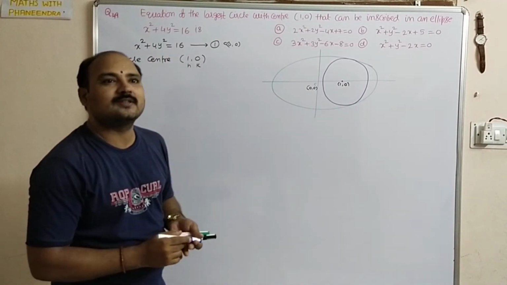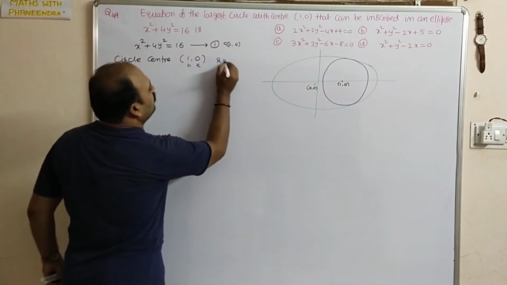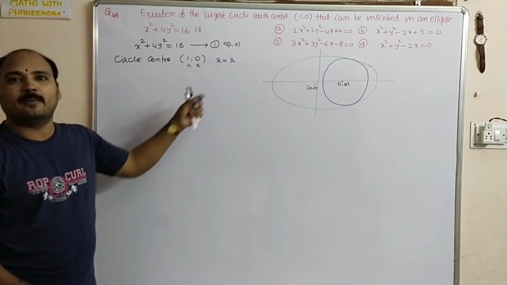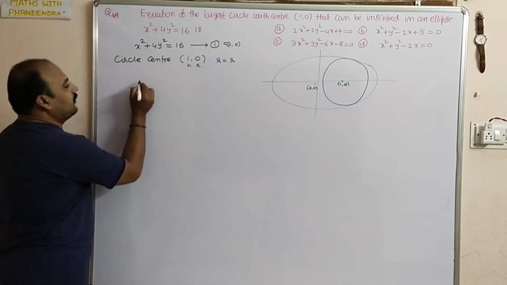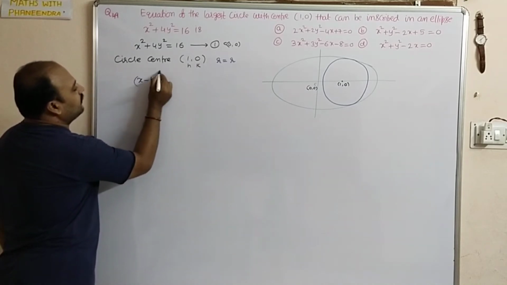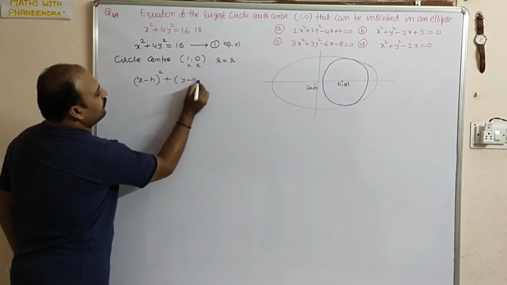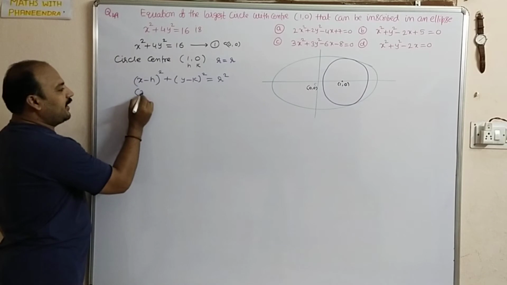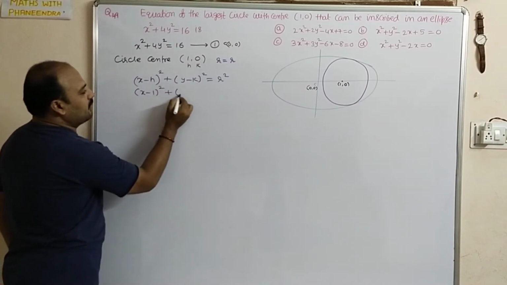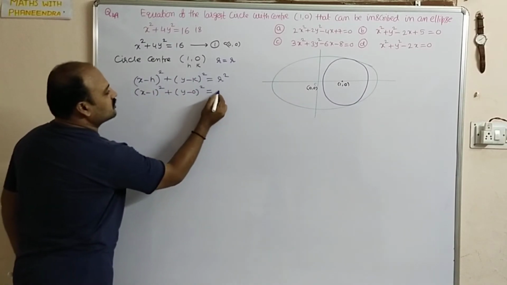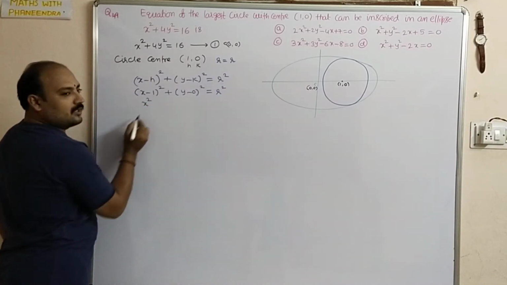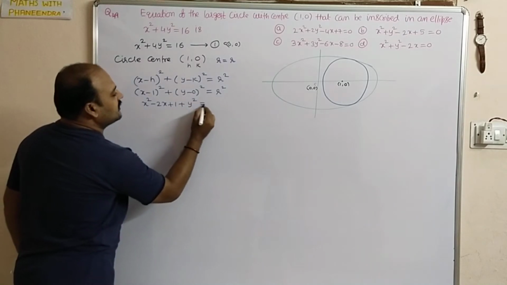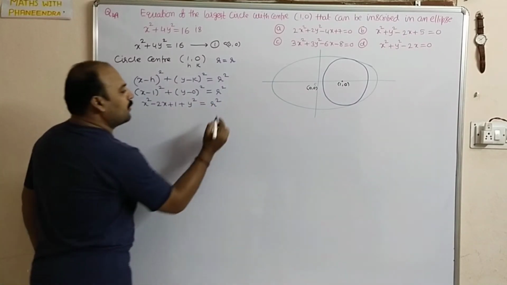We don't know the radius. That radius I am taking as r. Radius is r, center is (h, k). We know the equation of a circle: x minus h whole square plus y minus k whole square is equal to r square. In place of h, k, substitute: x minus 1 whole square plus y minus 0 whole square equal to r square. So x square minus 2x plus 1 plus y square is equal to r square. Keep it as equation number 2.